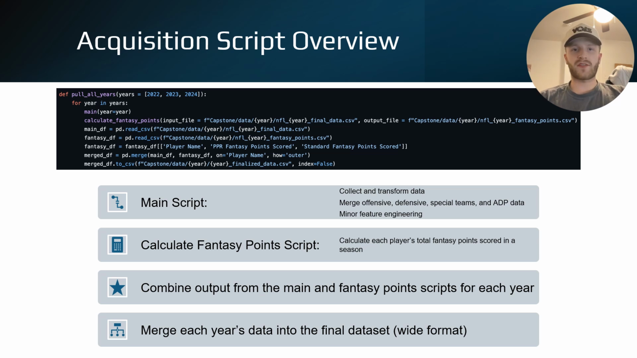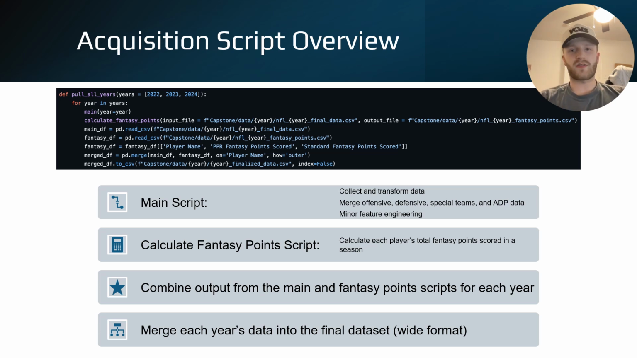Here we have an overview of our data acquisition script. First, we run the main scraper, which collects and transforms data, merges offensive, defensive, special teams, and average draft position data, and performs minor feature engineering. Next, we run the fantasy points calculator. This script calculates each player's total fantasy points scored in a season. Then we merge the output from the main and fantasy points scripts for each year. Lastly, we combine each year's data into the final dataset in a wide format.